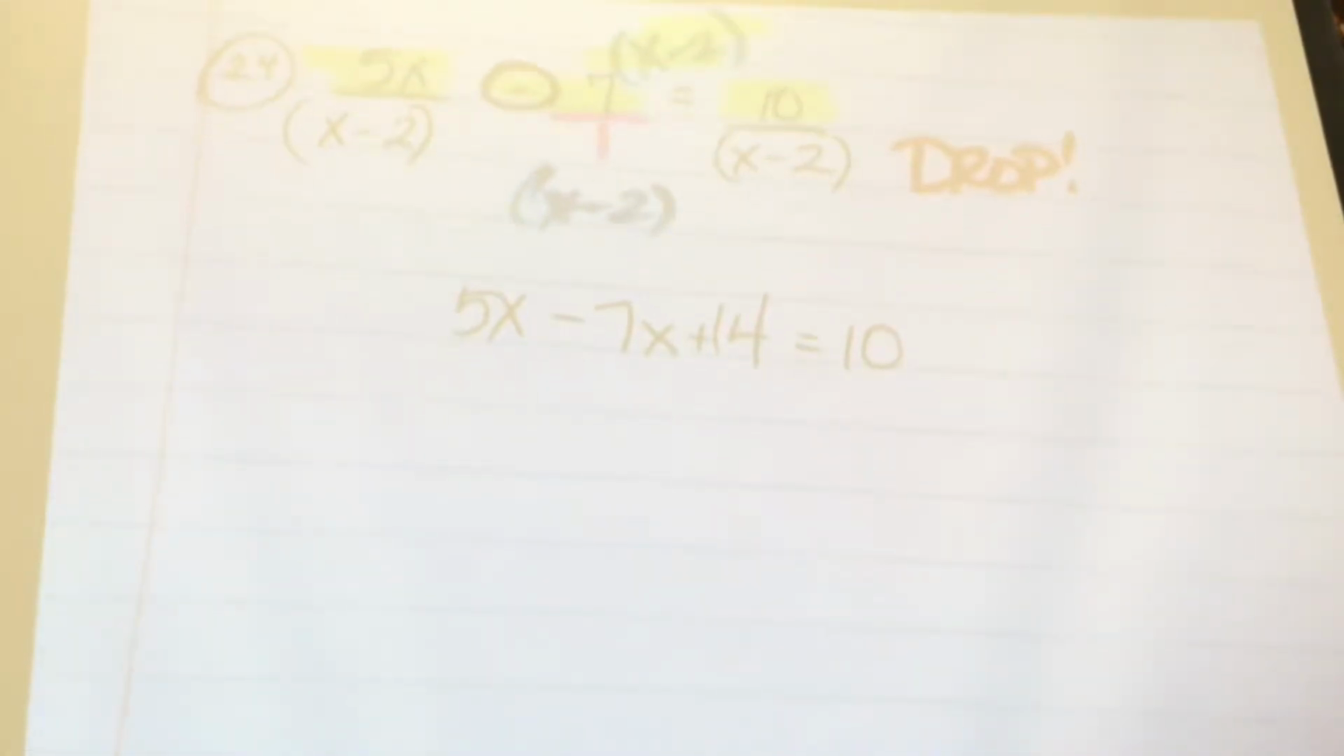Mia, can you help me from here, babe? What's 5x minus 7x? Yep. Negative 2x plus 14 equals 10. Keep going. So negative x equals, subtract 14. Subtract 14. 10 minus 14. x equals?